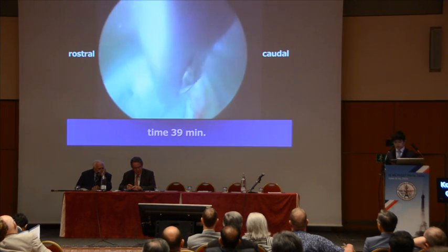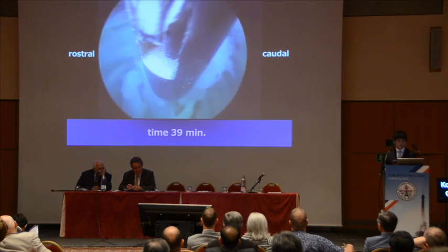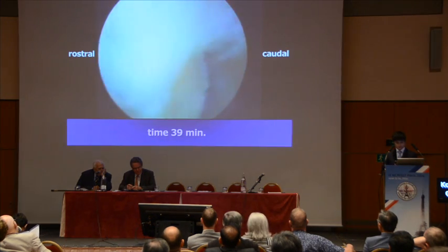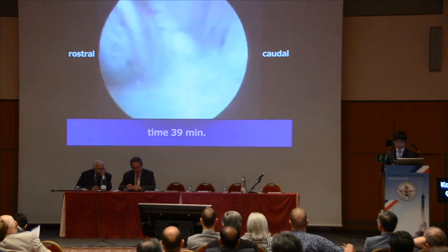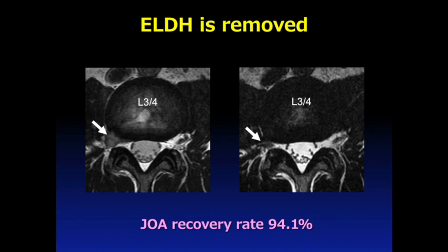And the large fragment of this herniation was grasped and removed with an endoscope. After the removal, we can observe the decompression of the nerve root. This herniation was removed, and the JOA recovery rate was 94.1%.